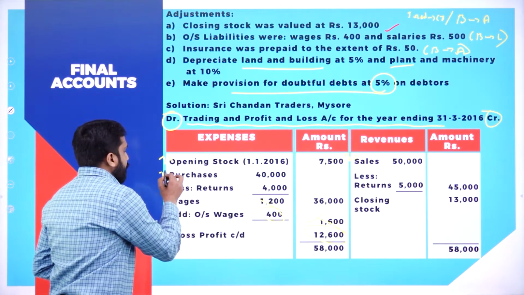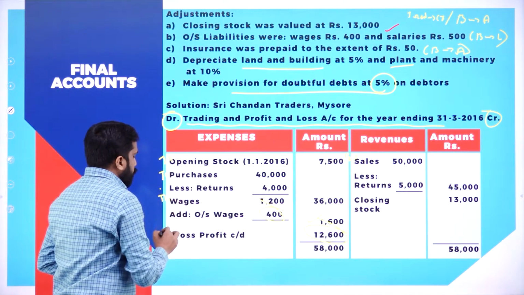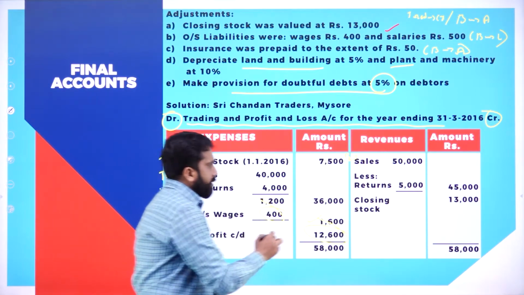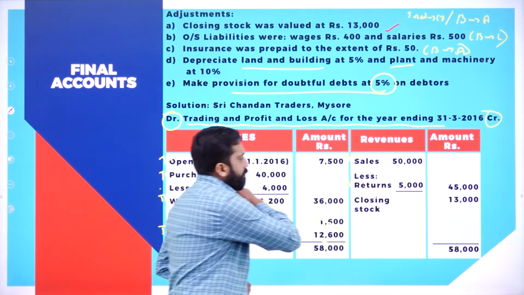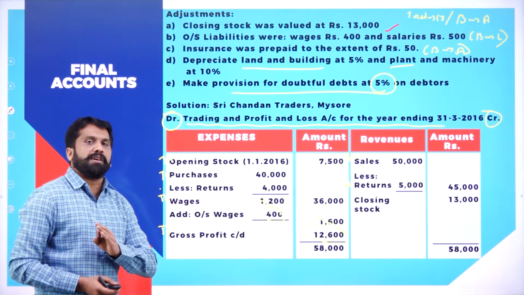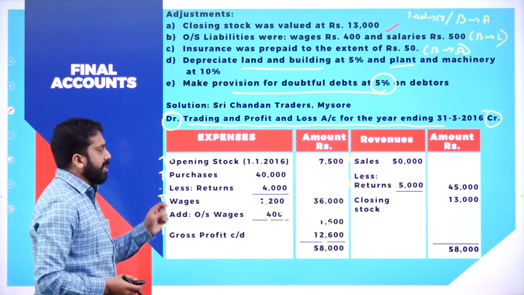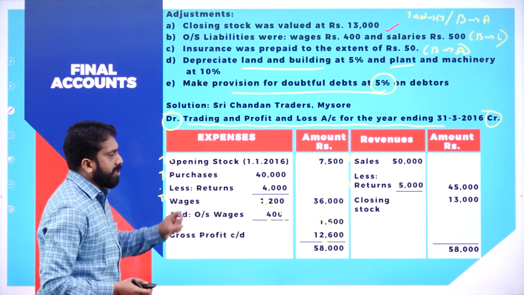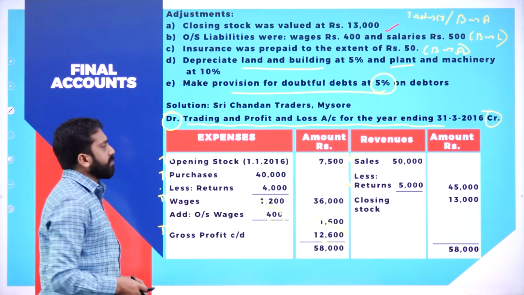Remember, you have to write to gross profit. This will be by. Clear? This will be your trading account. You know the format of trading account, and also you know which items come under trading account.